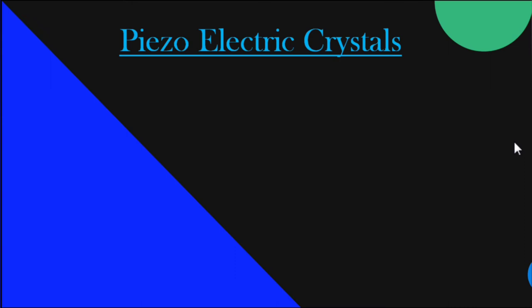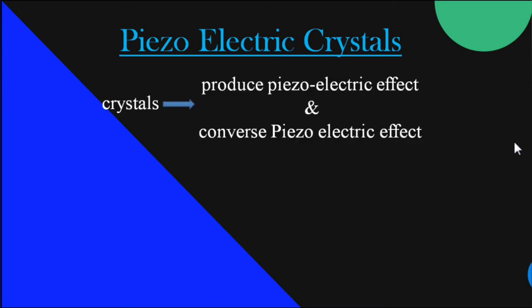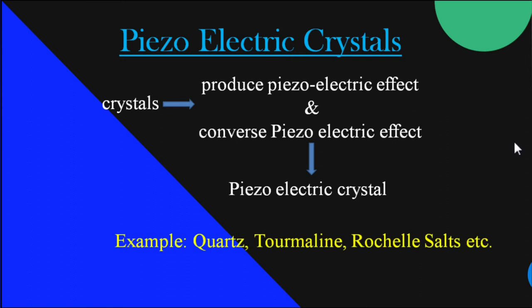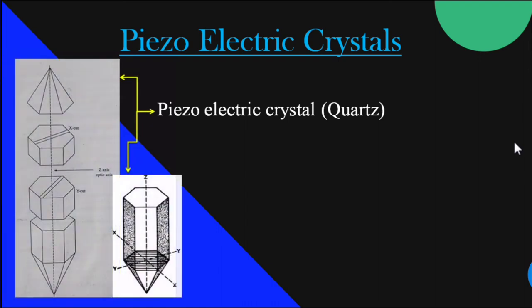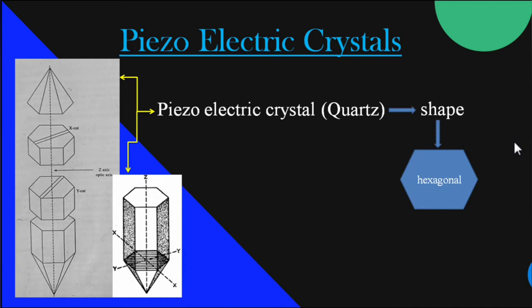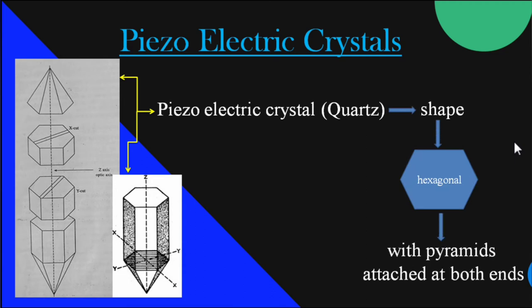Now let's see what is a piezoelectric crystal. The crystal which produces the piezoelectric effect and the inverse piezoelectric effect is termed a piezoelectric crystal. For example, quartz, tourmaline, rock salt, etc. A typical example of a piezoelectric crystal is shown in the figure. It has a hexagonal shape with a pyramid attached at both ends.